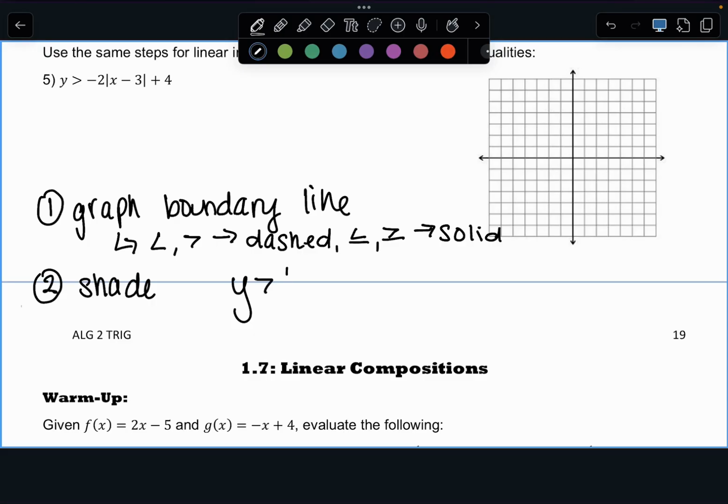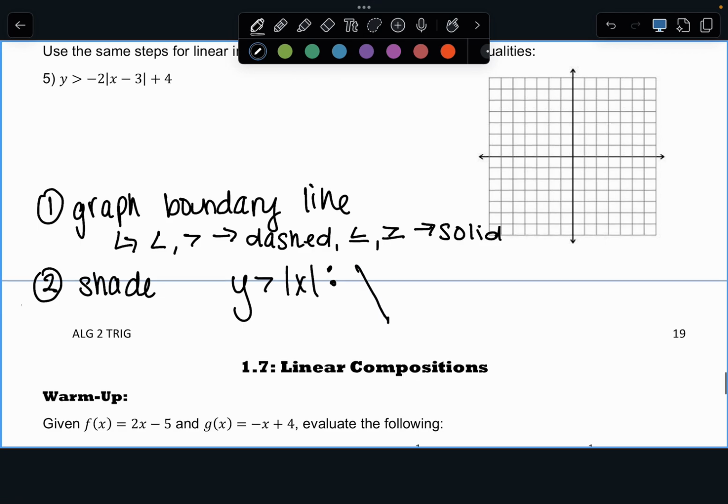So if it's y greater than absolute value of x, here's what it's going to look like. You'll have some absolute value function, like so. And if it's greater than, I am shading in the V right here. You can think of it as above this line on the left and above that line on the right. So I'm shading this piece.